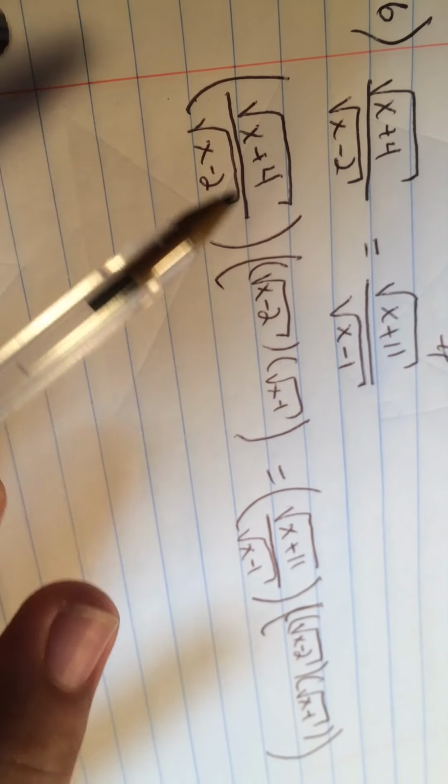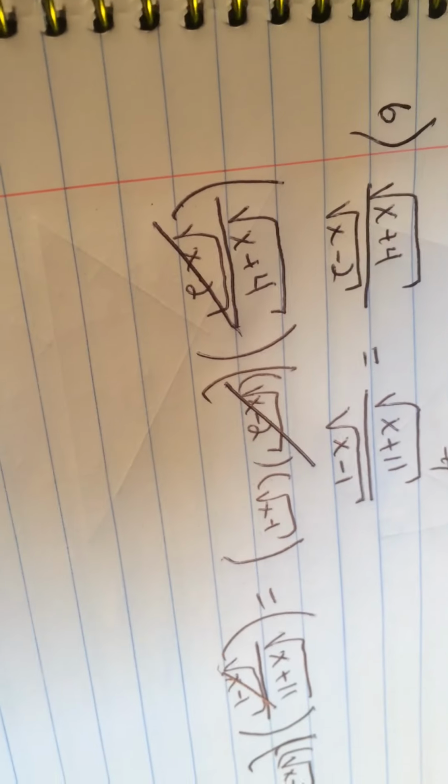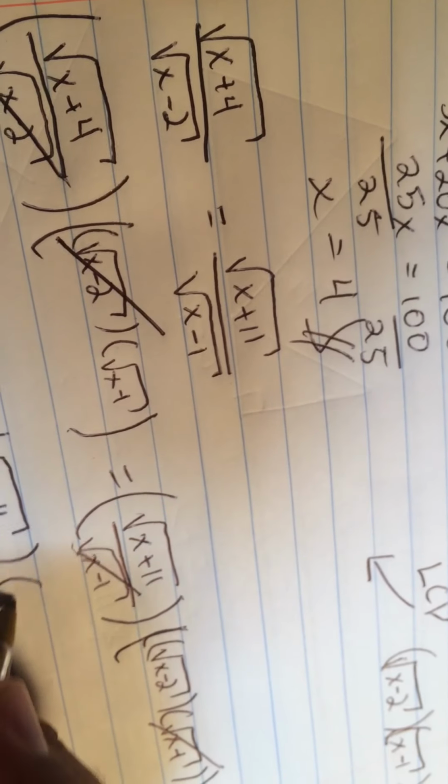Now what are we doing here? We're multiplying times the least common denominator so that we can eliminate the denominators. Because this one gets eliminated with this one, and on this side, this one gets eliminated with this one. So that only leaves us with the top terms. X plus 4 times square root of x minus 1. And that is equal to square root of x plus 11 times square root of x minus 2.